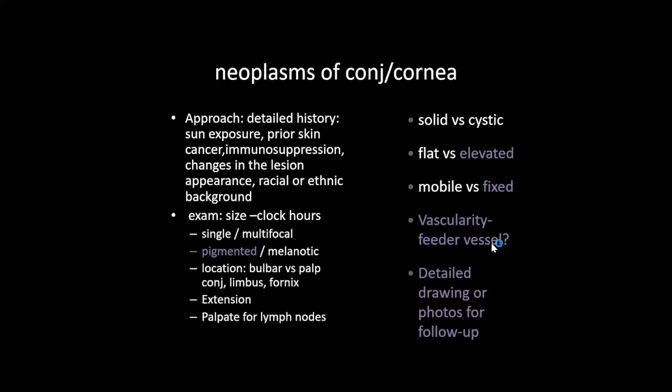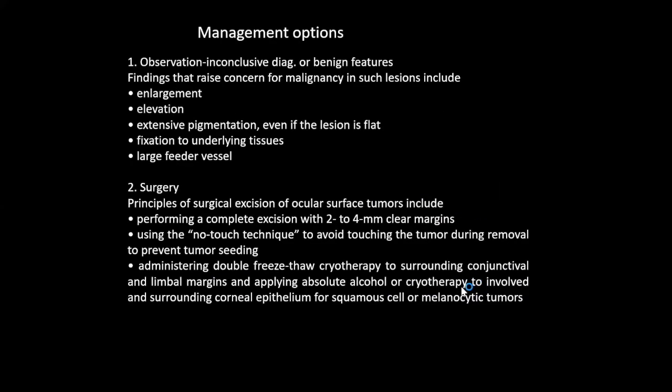The lesions may be solid or cystic, flat or elevated, mobile or fixed. The internal vascularity may be increased, which may be associated with increased external vascularity, which will manifest as feeder vessels. And we need detailed drawings or photos to monitor them. The management options range from observation in situations where the diagnosis is not clear, or benign lesions that have benign features. And even in such instances, your suspicion for malignant transformation should be high.